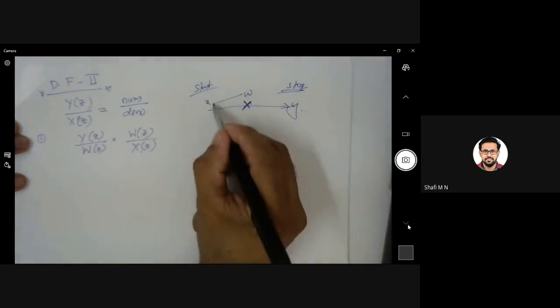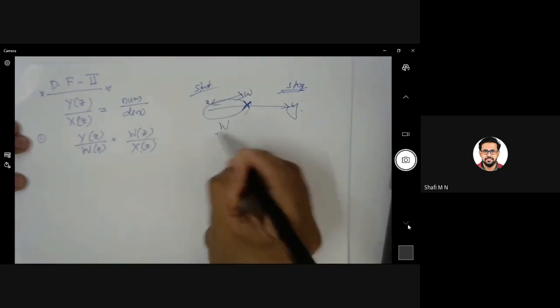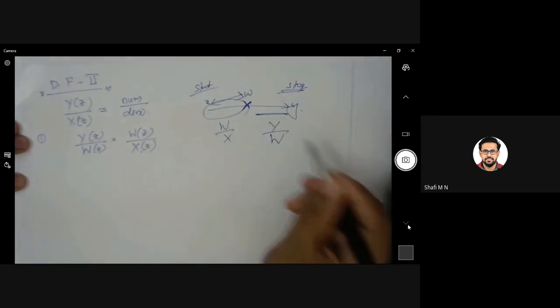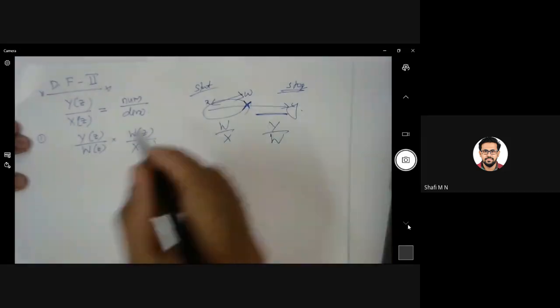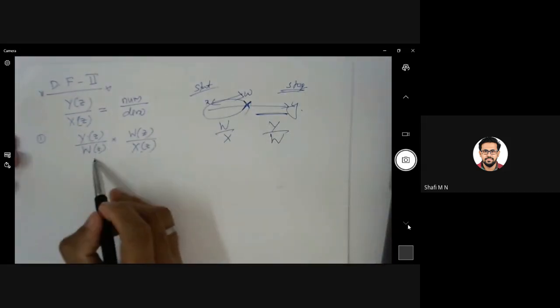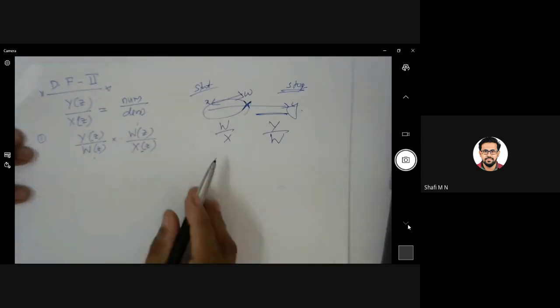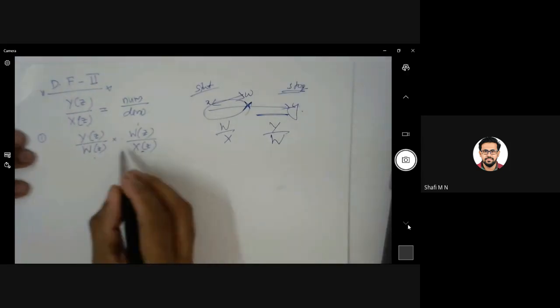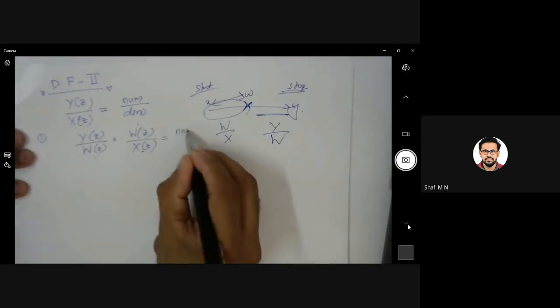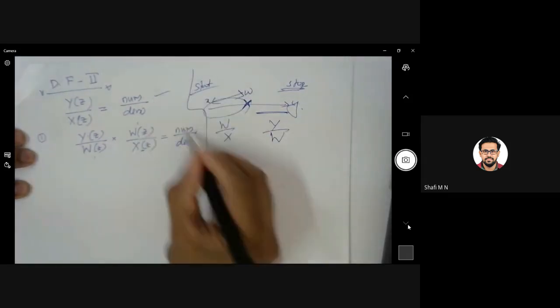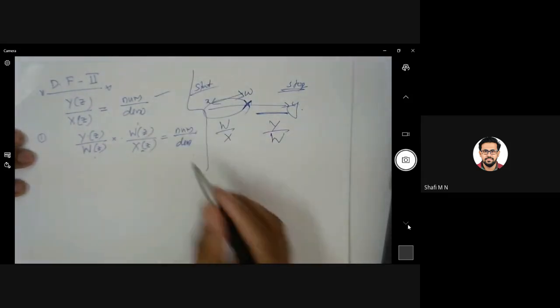So the transfer function can be called w by x, and here the transfer function is y by w. That's what is shown over here: y of z by w of z into w of z by x of z. So that is the first step. This will be equal to your numerator by denominator, isn't it? As per this, this will be your numerator by denominator.